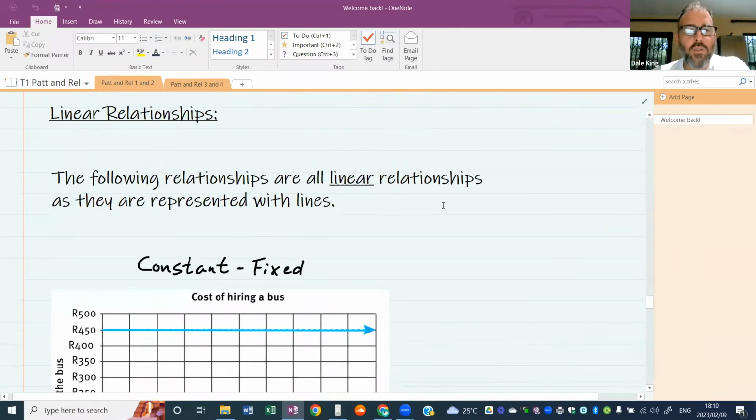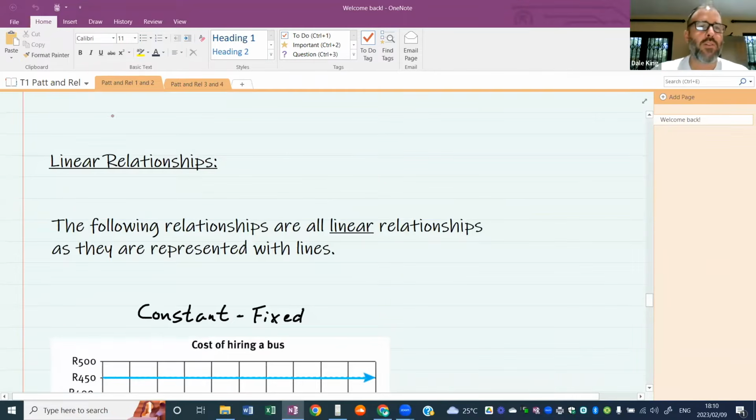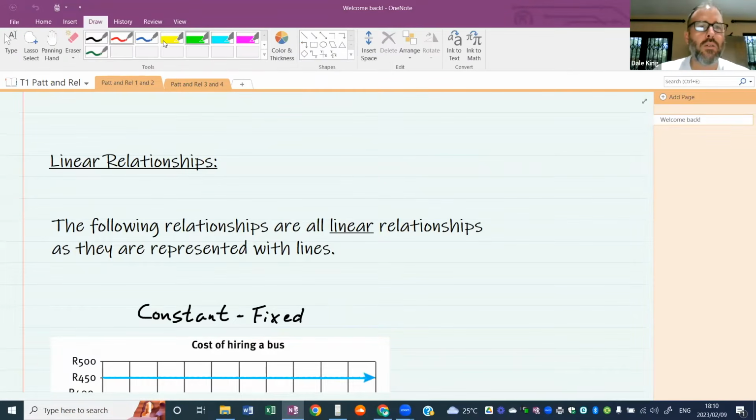Okay, let's get started. Let's get straight into it. Linear relationships. All right, we spoke about this, and Billy helped us a lot with this last week. Linear relationships, and that word there is the clue.